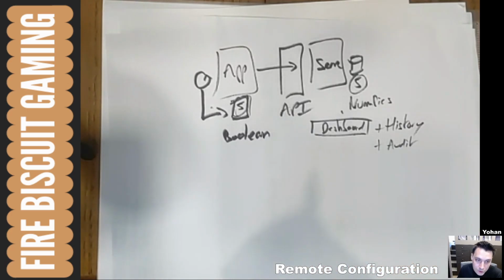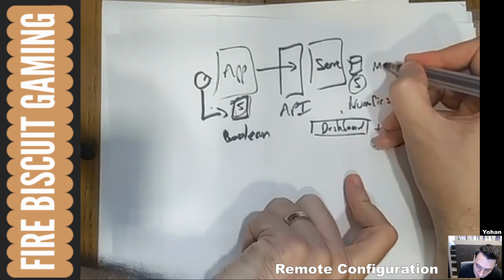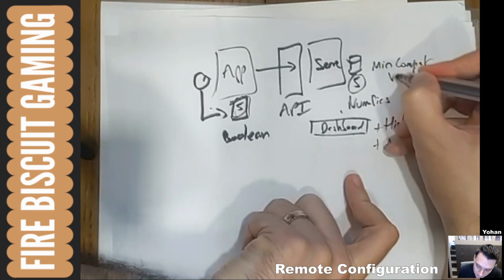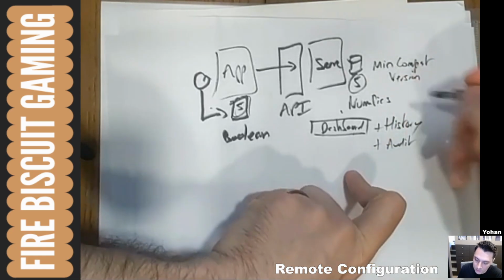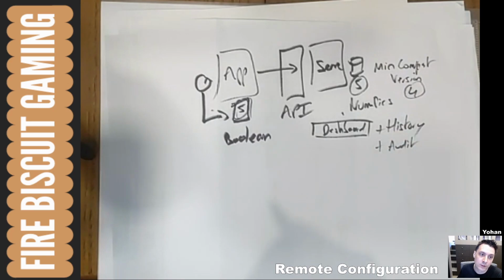So let's say your app version is 5 now, and then you discover that version 3 and below have a security vulnerability. So you want to kill all of those apps that are not at 4 or 5 right now. So what you would do is one of those values on your server might be some kind of minimum compatible version or minimum version for your app. And you say, okay, the minimum version is 4 because anything before 4 has the security vulnerability.